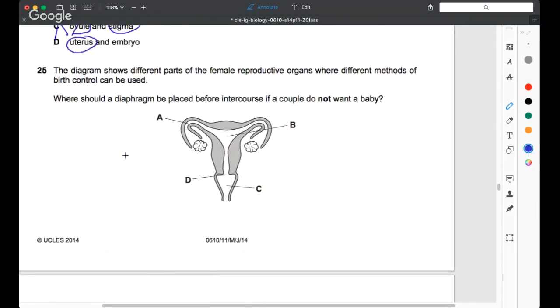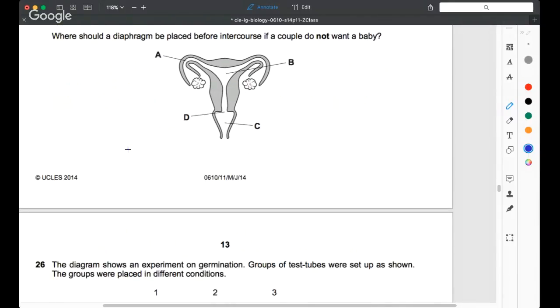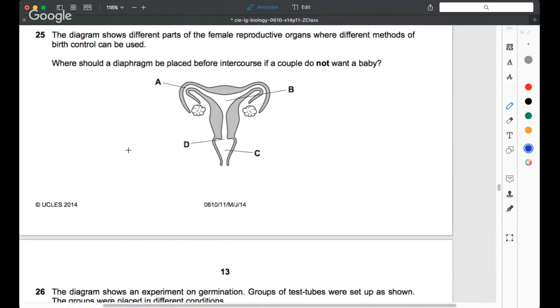The diagram shows different parts of the female reproductive organs where different methods of birth control can be used. Where should a diaphragm be placed before intercourse if a couple do not want a baby? If we look here, the eggs are produced here, they flow down the oviduct into here, and they're fertilized here, and they implant into the wall of the uterus here. If they're fertilized here, we don't want the sperm going up here. So we place a cup here, and then we will stop the sperm from getting past here, and so they can't fertilize the egg. So we want to put something at D.